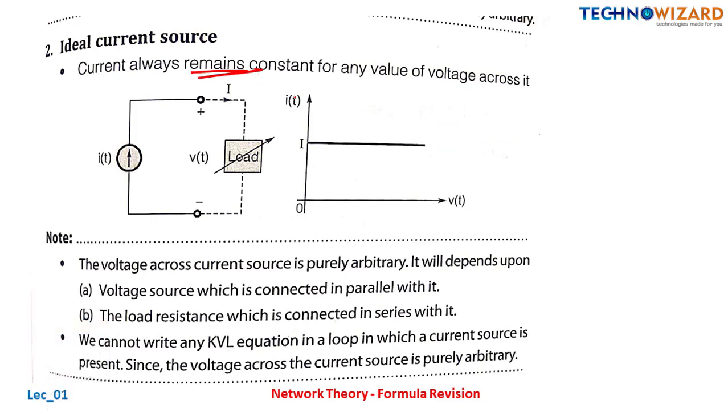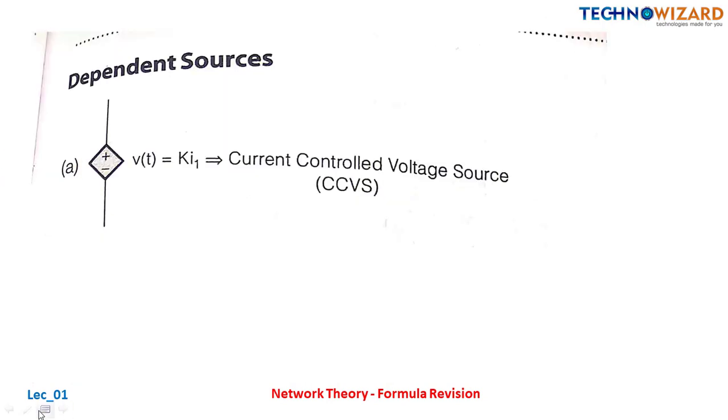Now, second is our current source. Here the current remains constant for any value of voltage across it. Remember. Okay, and here you cannot write a KVL equation as there is a current source. Here you can only write KCL, and in a voltage source you can only write KVL. Okay, remember these points.